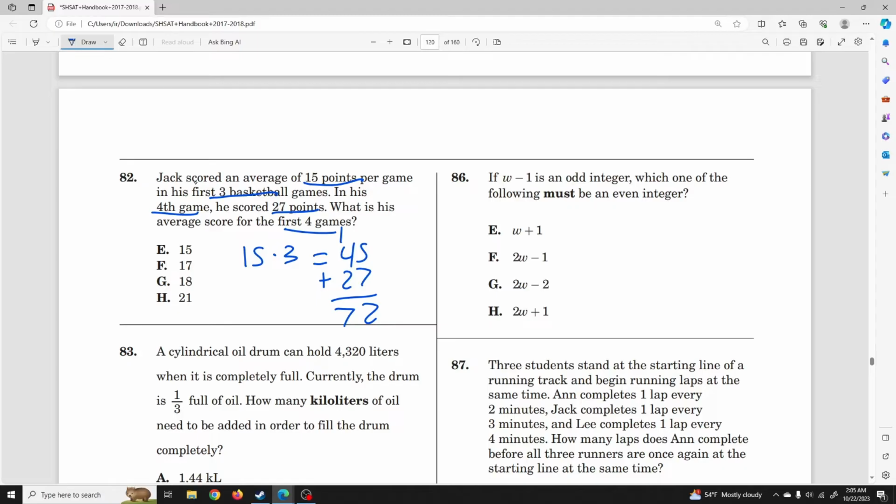And the way we get the average is by getting the total and dividing it by the number of terms, right? So here our total is 72 points divided by the number of terms, which is just 4 games, and this is going to give us 18.